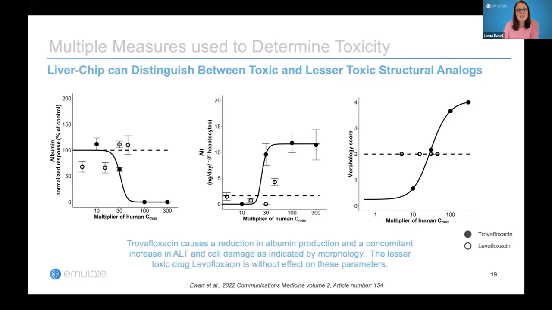So here you can see that trovafloxacin on the left causes a concentration-dependent reduction in albumin release. It also causes a concomitant increase in ALT release. ALT is a transaminase and it's a clinical marker of hepatic injury. And you can also see that there's a concentration-dependent increase in a morphology score. So at Emulate, we've developed a morphology score that allows us to see how healthy these hepatocytes are.